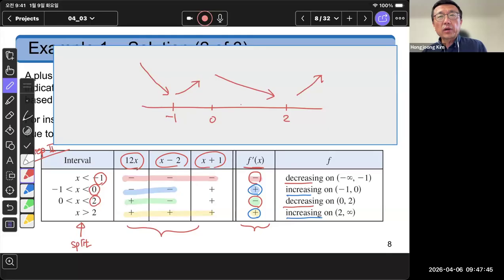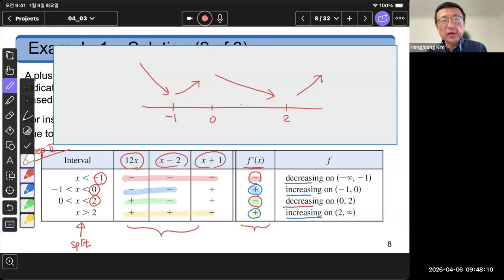This is the best one I can do at this point if I have only f prime of x, right? In a moment we will refine this graph a little bit, but using the f prime of x information, this is the best graph I can generate for f of x, right?